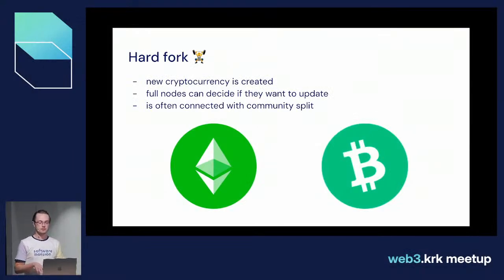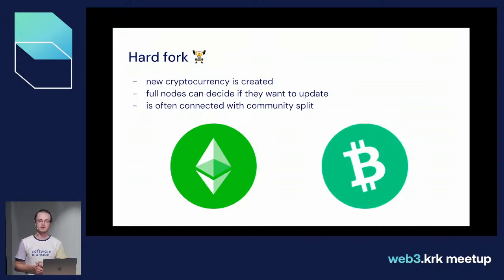And usually, a new cryptocurrency is created, and full nodes have to decide if they want to update their software and go the new path, or live with the old one. That's why the blockchain splits, because some nodes don't want to update. It's usually connected with a community split, because first, I think the most famous one is Ethereum Classic.